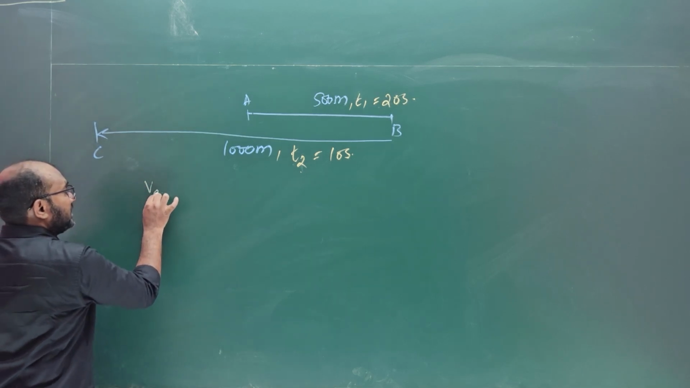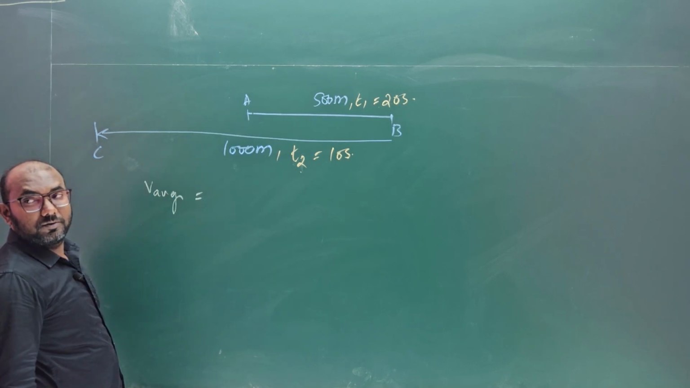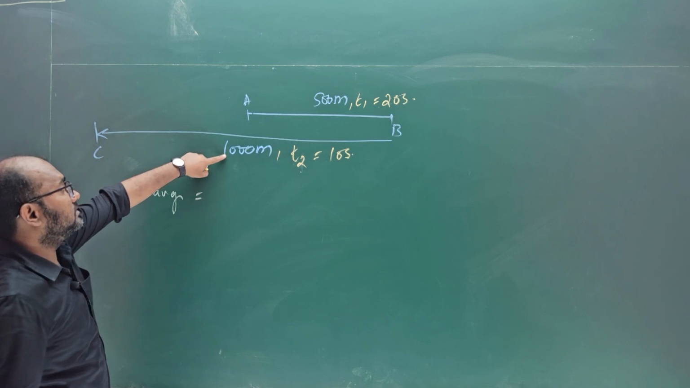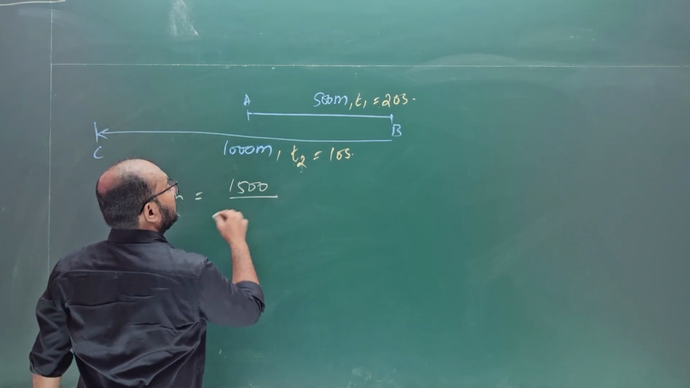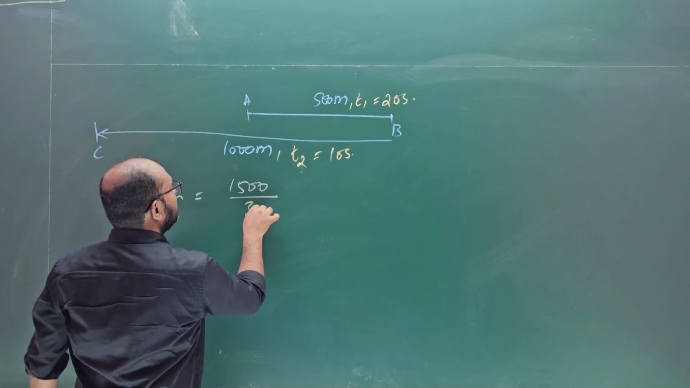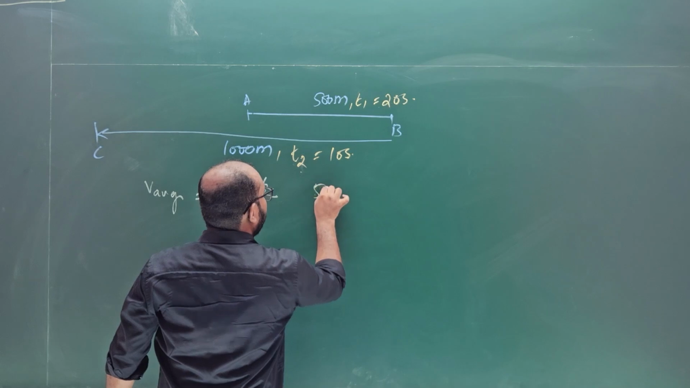Let us calculate first the average speed. Average speed is again total distance upon total time. Total distance is 1000 and 500, that is 1500, and total time is 30 seconds, so 50 meter per second.